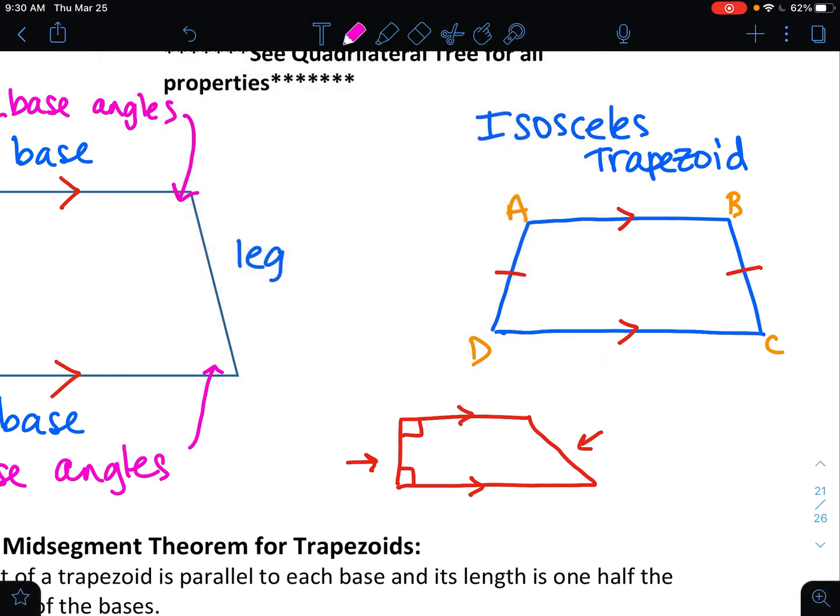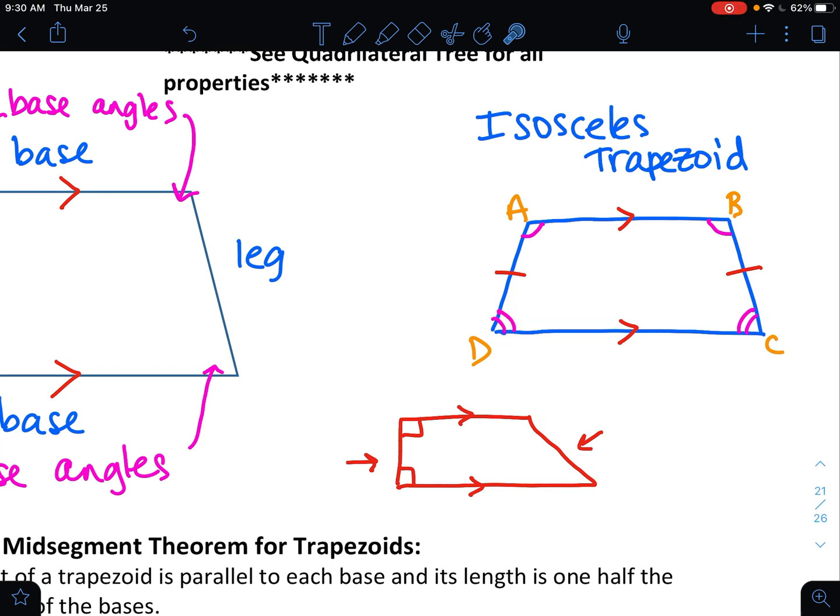The other thing in an isosceles trapezoid is the base angles are congruent to each other. So I can put an arc on A and an arc on B. Those base angles are congruent. And then D and C are a different set, so they're equal to each other. Now, A and B are not equal. They're supplementary to each other.